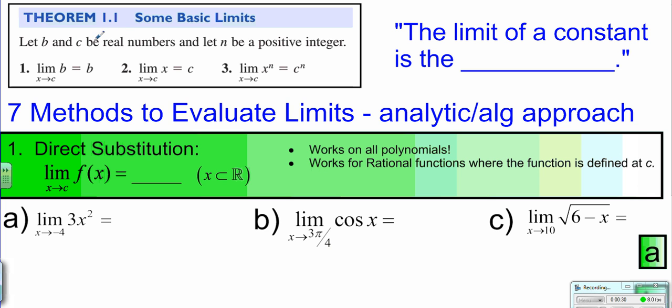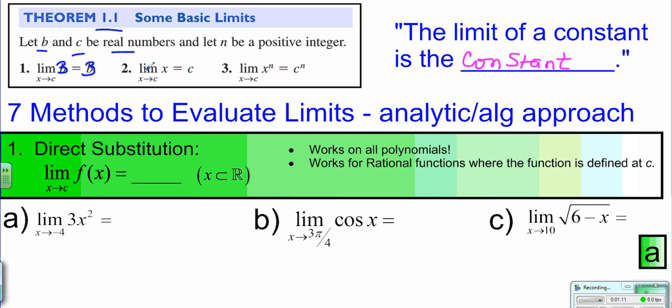Some basic limit properties. Theorem 1.1 says if b and c are real numbers and n is a positive integer, then what is true is that the limit as x approaches c, which is some real number, of b, some real number, will be b. Think of this as if I had some real number 3, then the limit as x approaches really anything of 3 will be 3. In other words, the limit of a constant is the constant. Kind of a good one to just keep memorized.